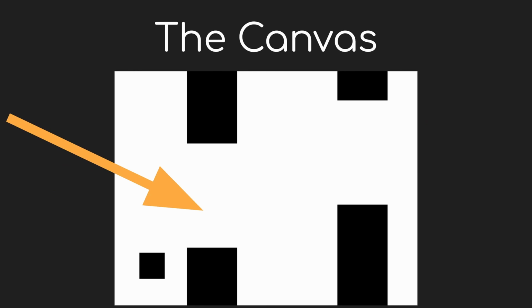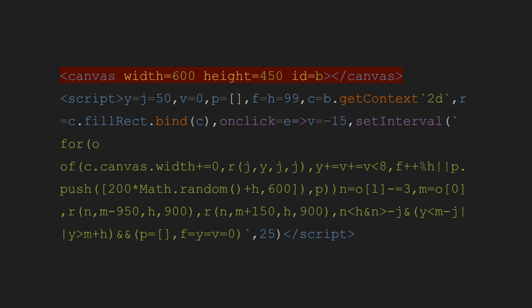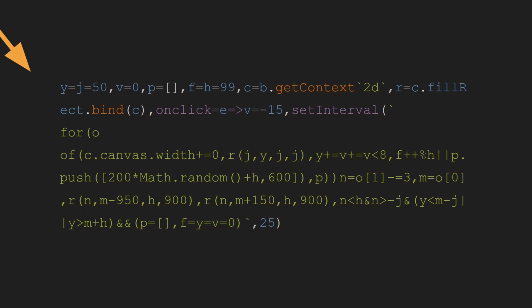First, we have the canvas, where everything is drawn to. It's found here in the code, and there's nothing much to it. It's just an HTML element with a width of 600 pixels, a height of 450 pixels, and an ID of B. The next thing you'll see in the code is the script, where the game code is held. We don't really need to worry about the script tag or this canvas anymore, so we can get rid of them. Now that the extra stuff is cleared up, we can dig into the meat of this thing.